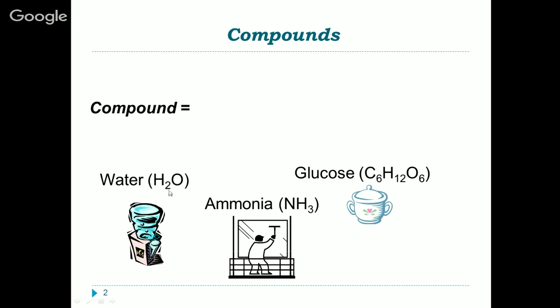So, water, hydrogen and oxygen; ammonia, nitrogen and hydrogen; glucose, carbons, hydrogens, and oxygens. These are all compounds. Keep in mind, oxygen, O2, is diatomic, and that is not considered a compound because it is the same element bonded effectively to itself.